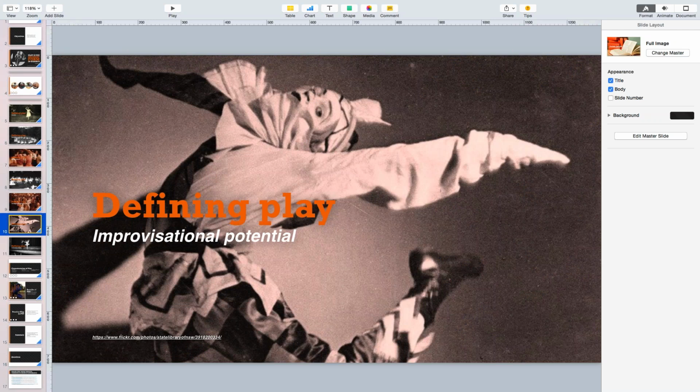Improvisational potential is really just telling us that play is a process that allows for improvising and for changes to happen. Okay, so when we are in play, we should be able to, for lack of a better description, right? We're able to improvise. We're able to kind of adjust if needed and go with the flow.